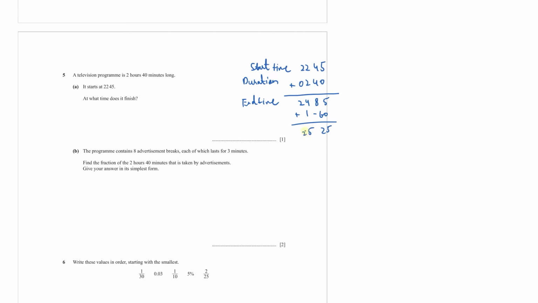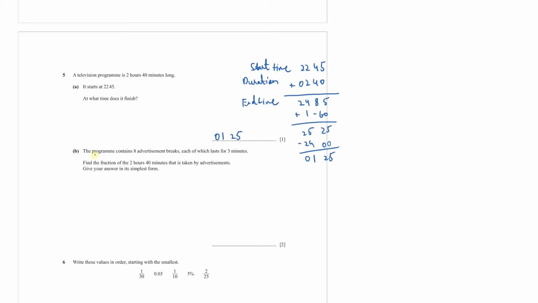And then my hours have gone above 23. If you have hours 24 or above, you have to minus 24 as well. So minus 24, and then 0, 0 here, nothing in the minutes. So you will get 25 minus 24, which is 01. That means it ends at 01:25 on the next day. So your answer will be 0125.